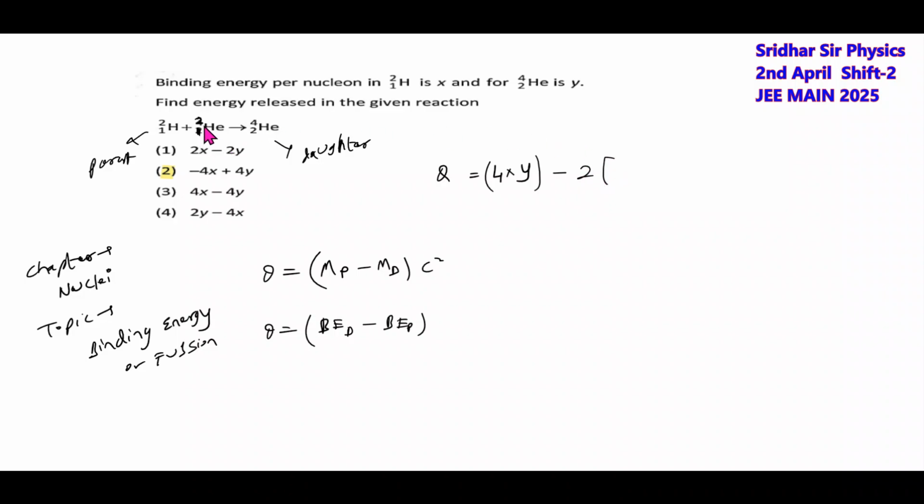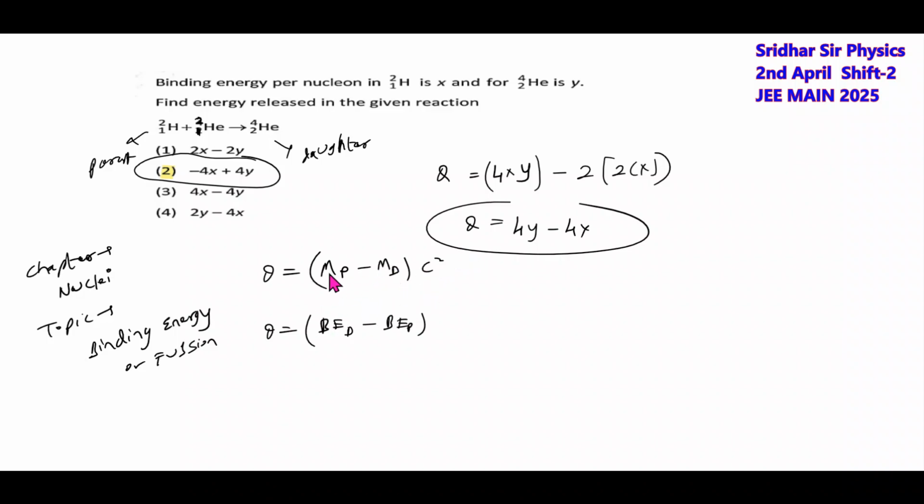Then binding energy per nucleon of the deuterium, how much is it? X, and it is having 2. So this will become 4y minus 4x. This will be your option.